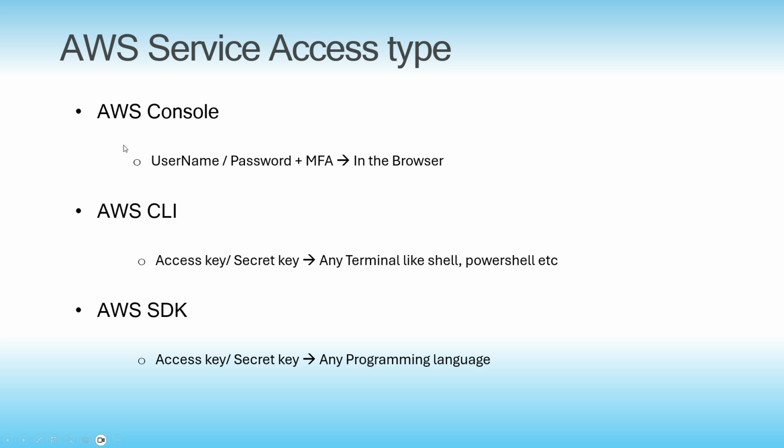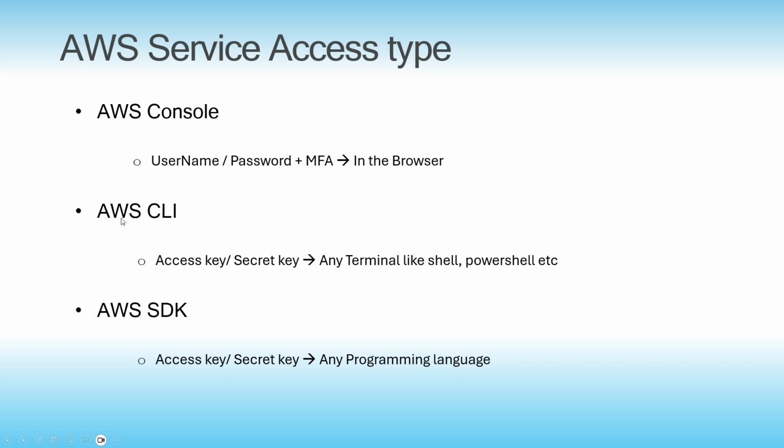Basically, in the AWS console, generally you need a username and password, and MFA should be enabled. It runs in the browser. From any browser you can use these credentials and access all your AWS infrastructure and resources if you have permission for them.